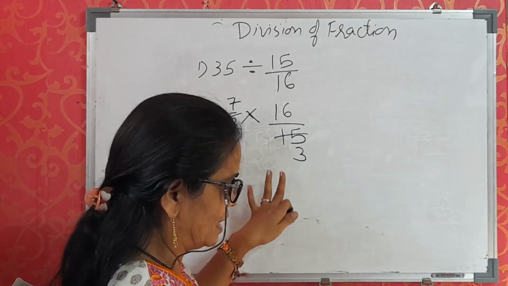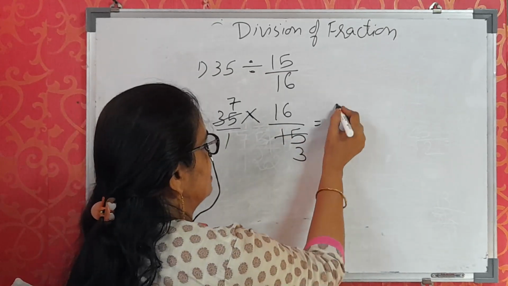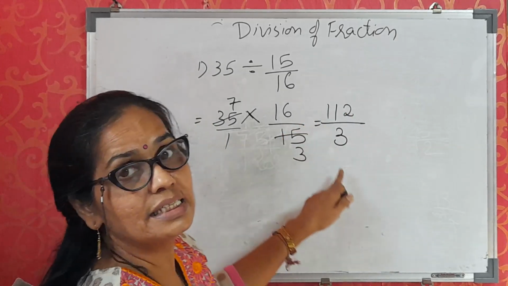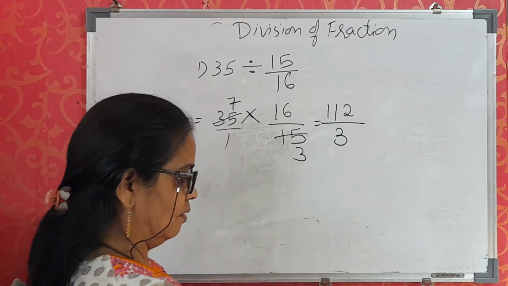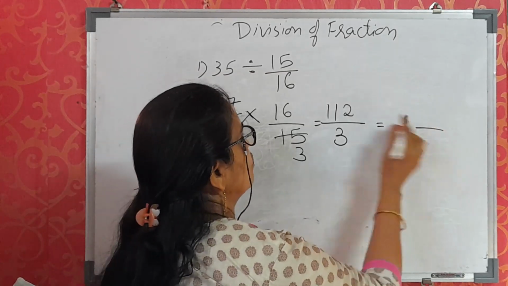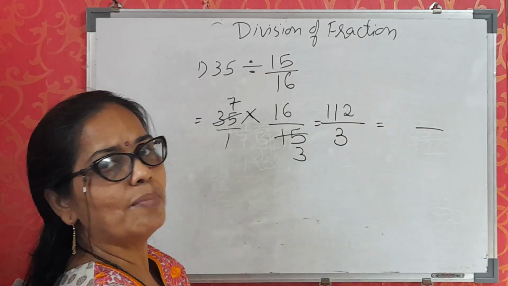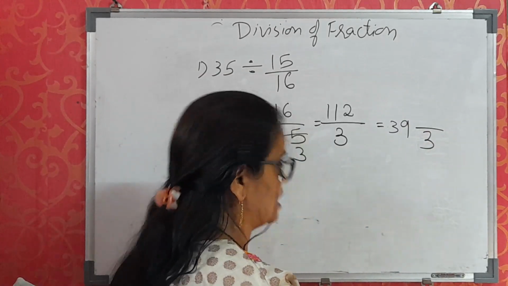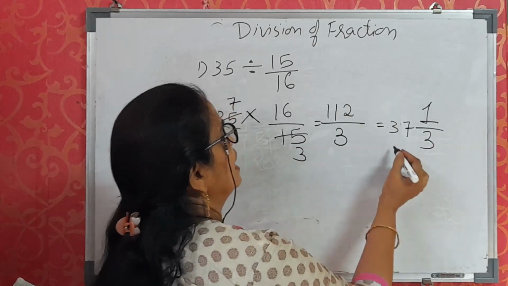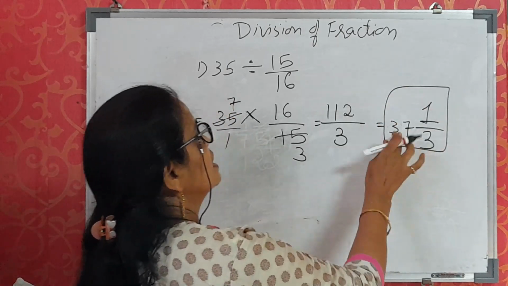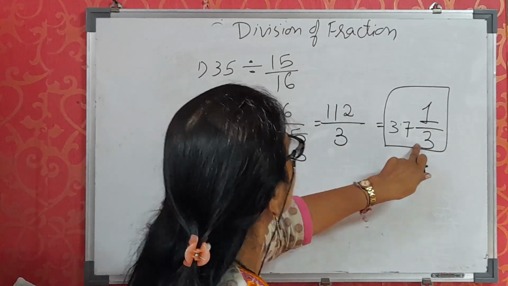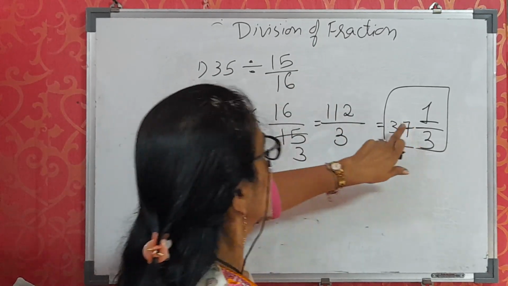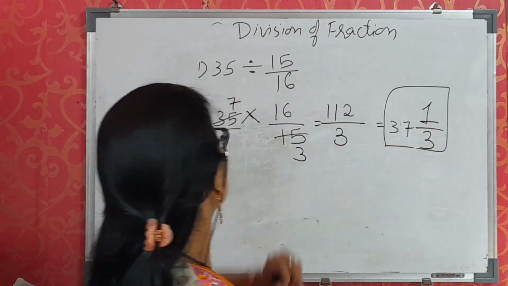Now there is no cancellation. So 16 7s are 112, divided by 3. Since it is an improper fraction, convert it into a mixed fraction. So when you divide 112 by 3, your divisor will be 3, your quotient will be 37 and 1 is the remainder. So your final answer is 37 integer 1 upon 3.